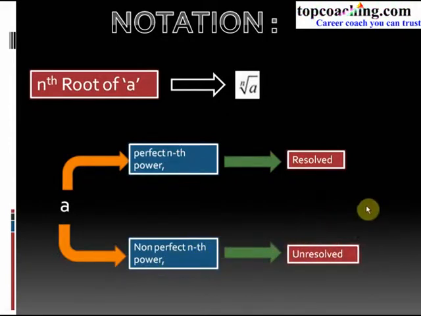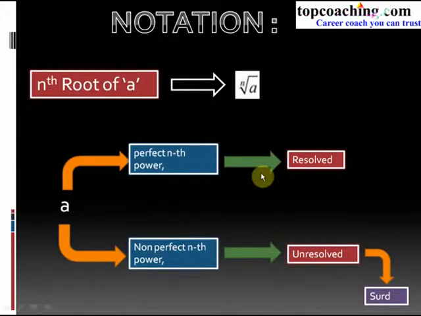It remains unresolved, and in such a case, we call them surds. So what is a surd? When a is a non-perfect nth power, then the nth root cannot be fully resolved, and in such a case we call it a surd. So simply, when a is a perfect nth power, we get a rational number as the nth root, but when a is a non-perfect nth power, then we get an irrational number as the nth root of a, and these are known as surds.